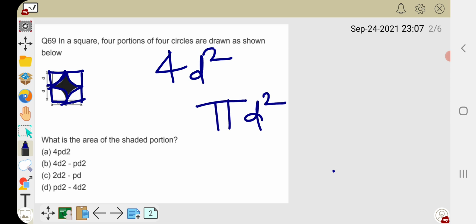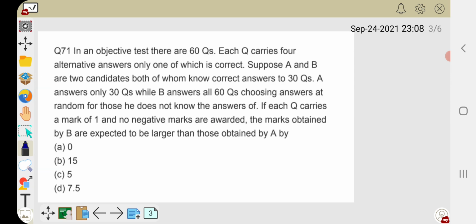And to find the area of the shaded portion, we just subtract the area of the 4 circles from the area of the square. So the expression will be 4d square minus pi d square. 4d square minus pi d square means option B is the right answer.